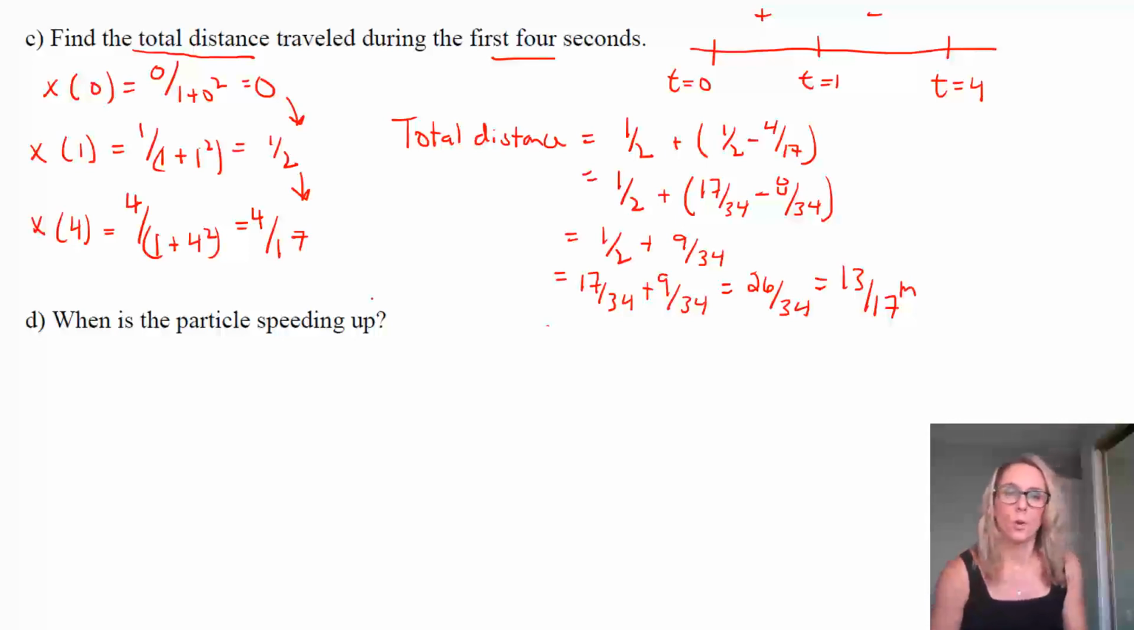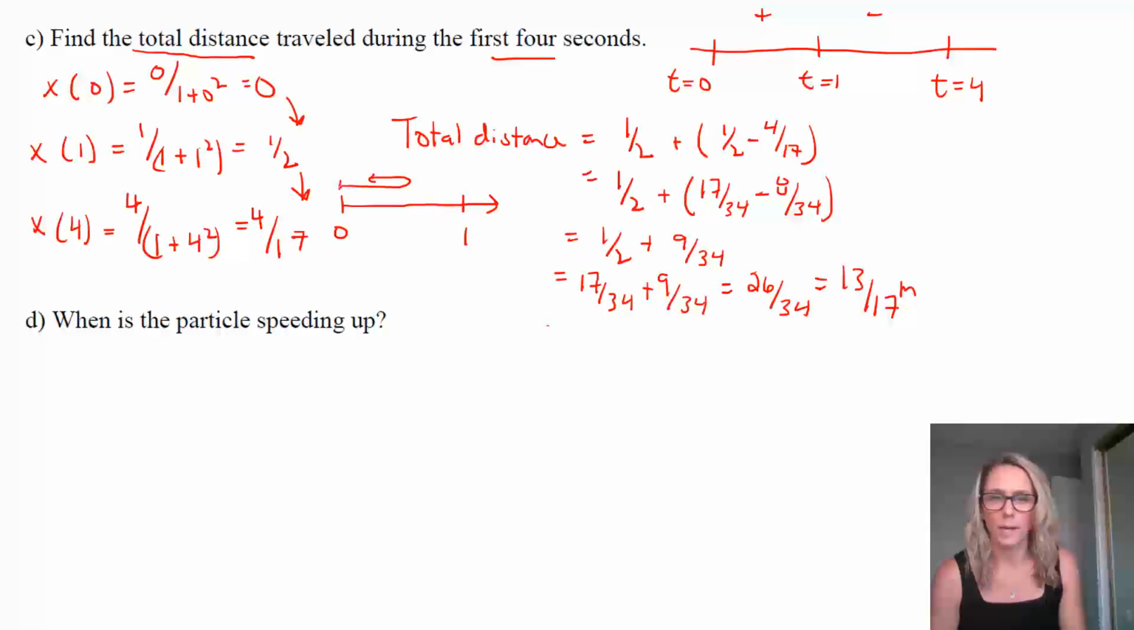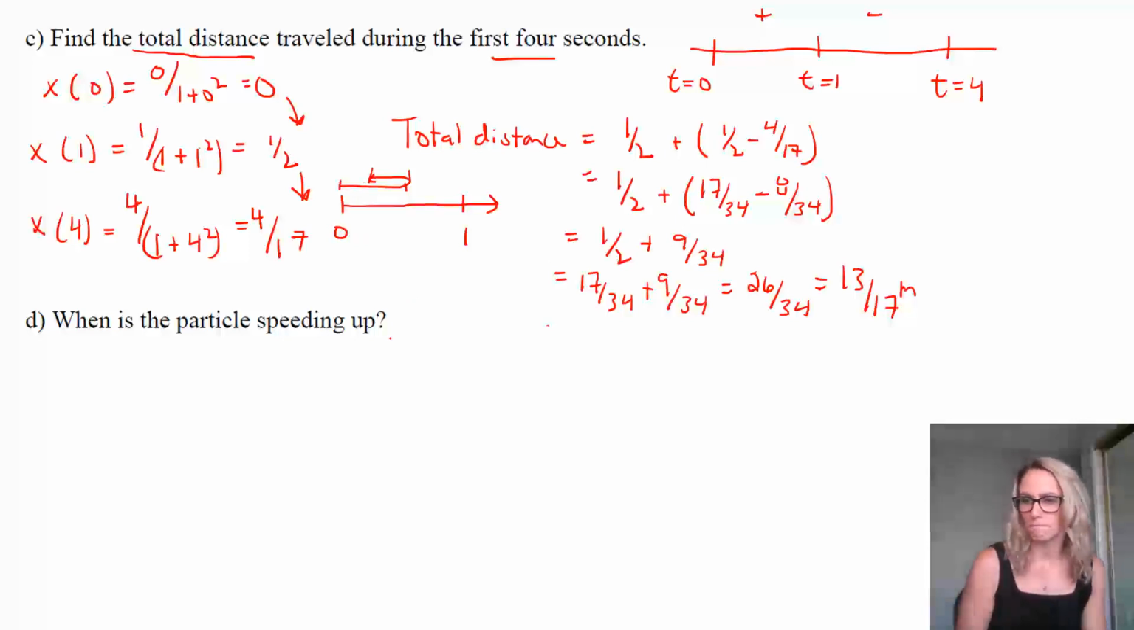And that's it. So again, you're moving along the x-axis here, and you have 0, and for example, you have 1. This is the x-axis, so understand that. Over time, what you've done is you've gone to here, and then you turn around and you go back. So we just want to make sure we're adding up all of those intervals. And that's how we get 13 over 17.